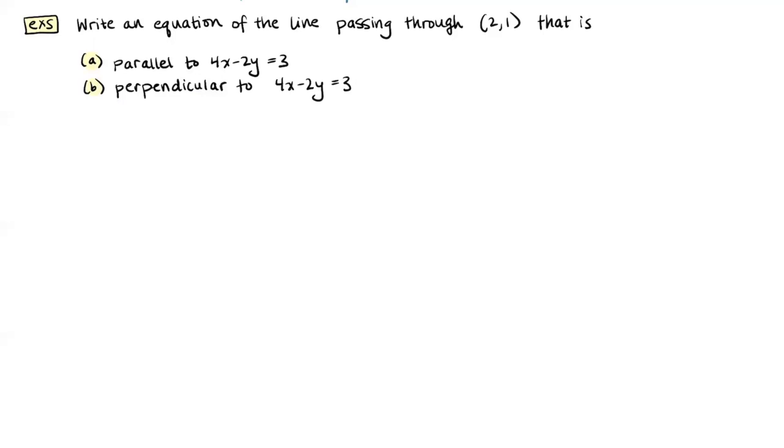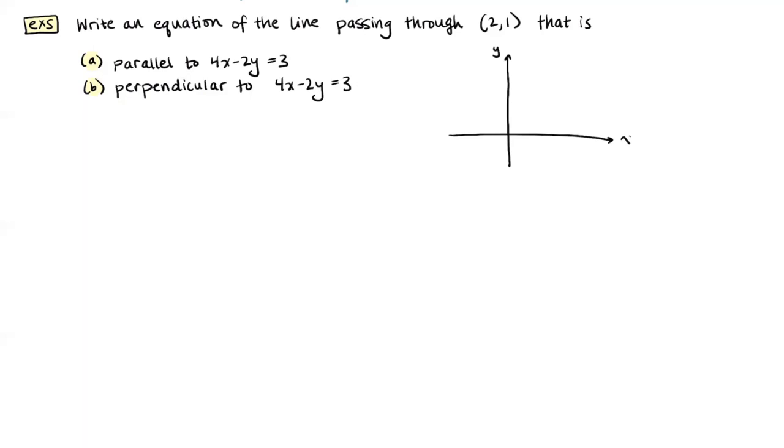I'm a huge fan of connecting algebra and geometry, like graphing, and I think it's helpful to see something in many different ways. We're not asked to graph this line, but why not, just to see what's going on in a geometric sense. So, 4x minus 2y equals 3.